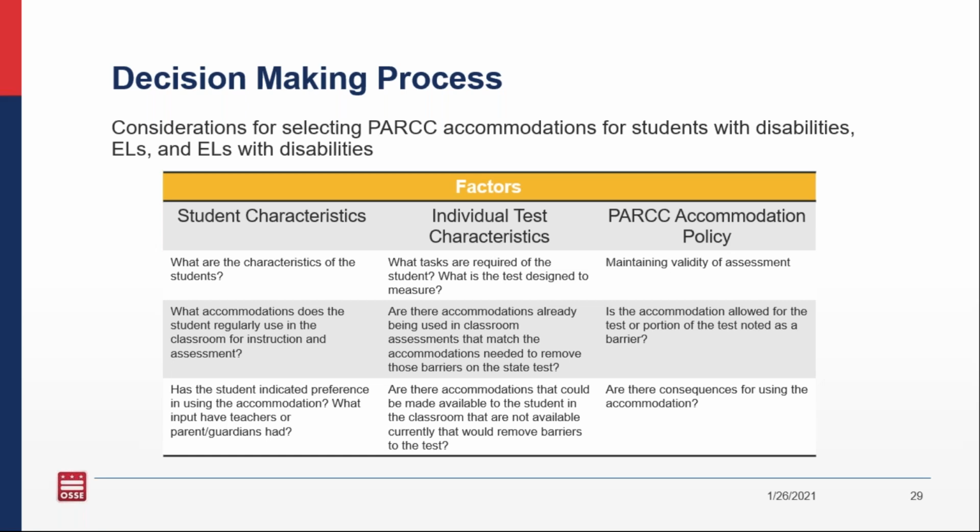When you're looking at student characteristics, you want to find out what the needs of the student are, what accommodations the student regularly uses in the classroom, and whether the student has indicated preferences in using the accommodation. That's also a key distinction, because a lot of times we fail to get input from students about what accommodations they find best or what actually helps them in the classroom. Too often, IEP teams just try to provide all of the accommodations to students, but that's not really helping the students progress. So we need to make sure that we're getting student input when identifying what accommodations should be used.